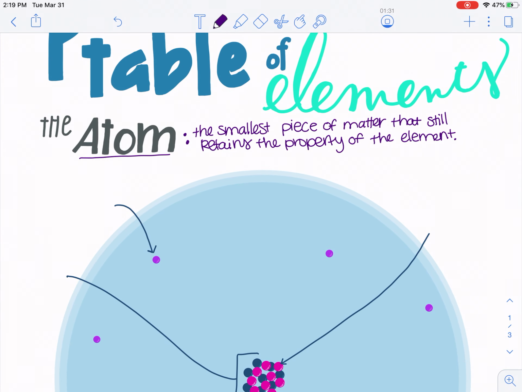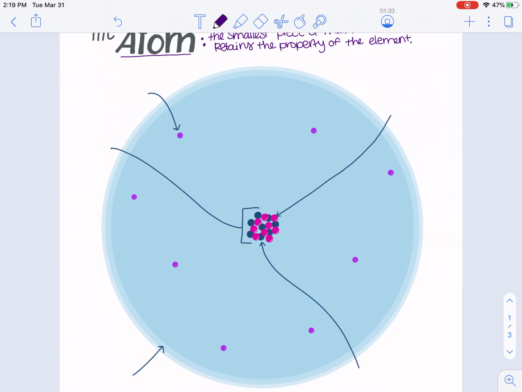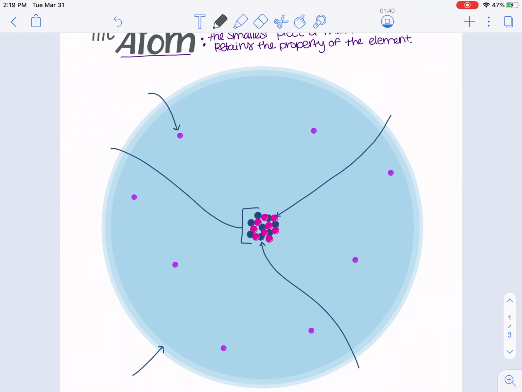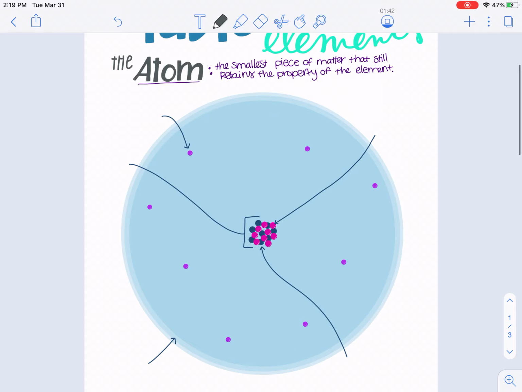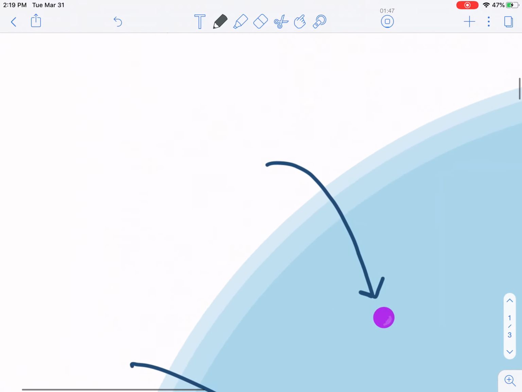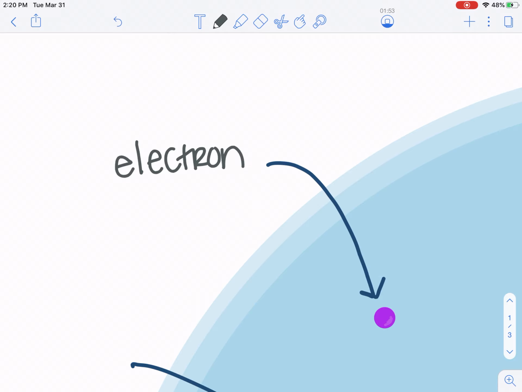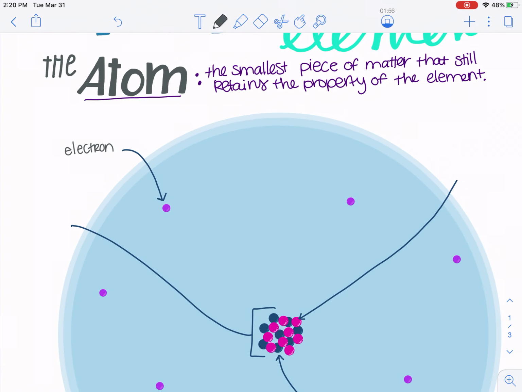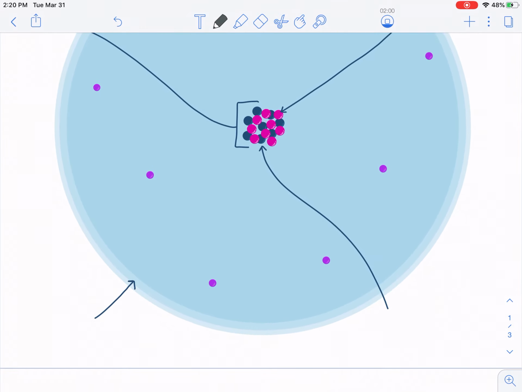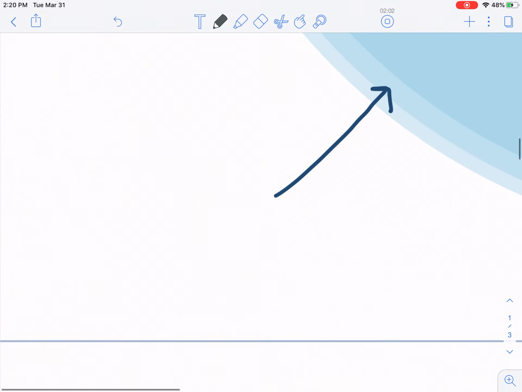Again, an atom can be divided. We'll see here the pieces that make up the atom, but once you divide the atom, it's no longer representative of that element. One piece of the atom is known as the electron. They are very, very small, very fast, and they are located in the electron cloud.